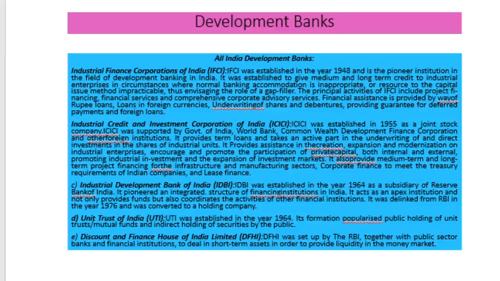The next important one is Unit Trust of India. It was established in 1964. It aims at popularizing the public holding of units, mutual funds and indirect holding of securities by the public. Then the Discount and Finance House of India Limited, DFHI. It was set up by the RBI together with public sector banks and financial institutions to deal with short-term assets in order to provide liquidity in the market.